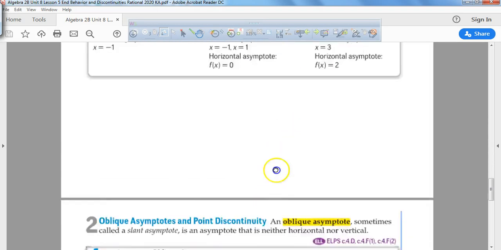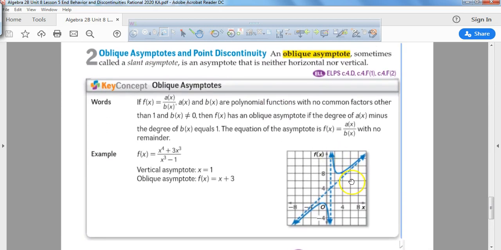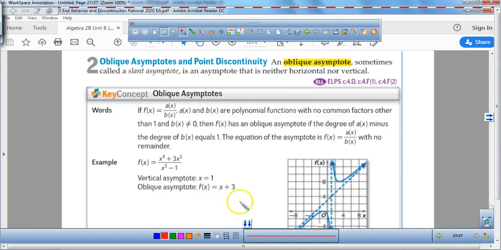But if we go down a little bit further and we talk about oblique or horizontal asymptotes, this is when you have 1 degree higher. When something's 1 degree higher, you get what's called an oblique or a slant asymptote. So I'm going to show you kind of how that's taken care of.